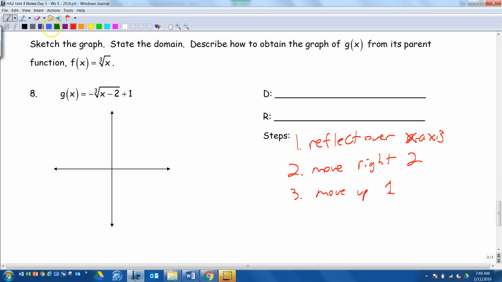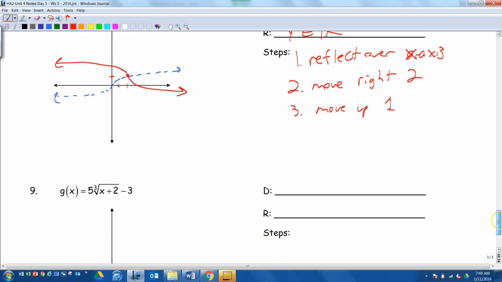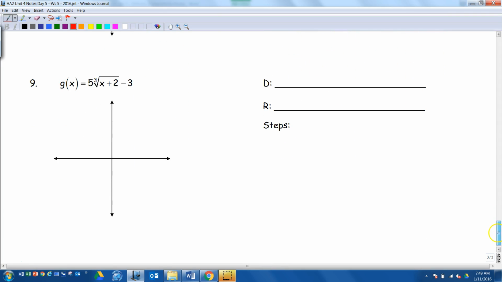Okay, the parent, I'll just sketch real quick. Now it's reflecting and moving. It is not stretching or compressing, so it's going to have that same width. So I'm moving it right 2, 1, 2, up 1 right here. So that's my new point, and it's reflecting. All right, so that would be it right there. The domain again is x is all real numbers because that doesn't change, and neither does the range. It's still going up and down forever. There are no asymptotes.